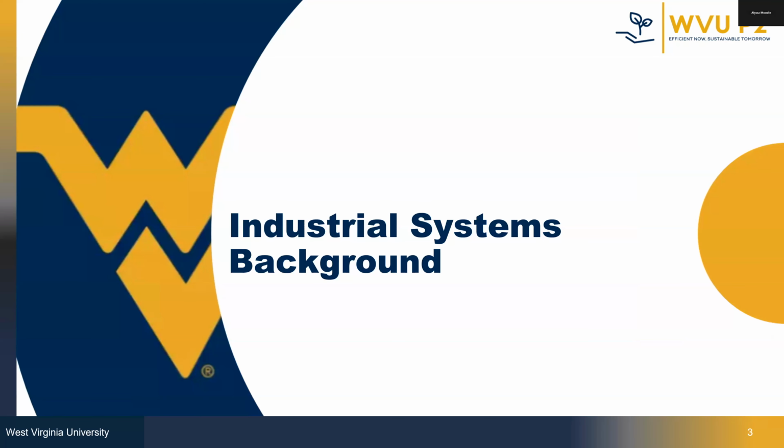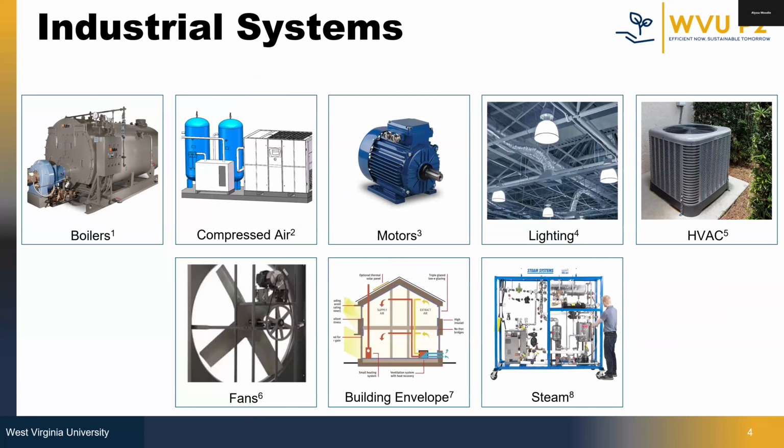So before we jump into the discussion of boilers, let's look at what we mean when we talk about industrial systems. Industrial systems are the backbone of industrial facilities. These are the common systems that you'll find in almost every industry and are the primary targets when we evaluate and try to improve the energy efficiency of an industrial facility.